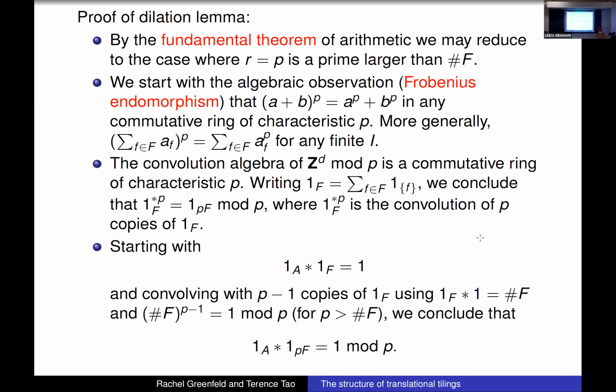So first of all, it suffices to dilate by primes. If you can prove that you can dilate by big primes, then you can dilate by any number by iterating, using the fundamental theorem of arithmetic. So the key observation is the fact that we have the Frobenius endomorphism. Mod p, (a plus b) to the p is the same as a to the p plus b to the p. I think this is sometimes called the freshman's dream.